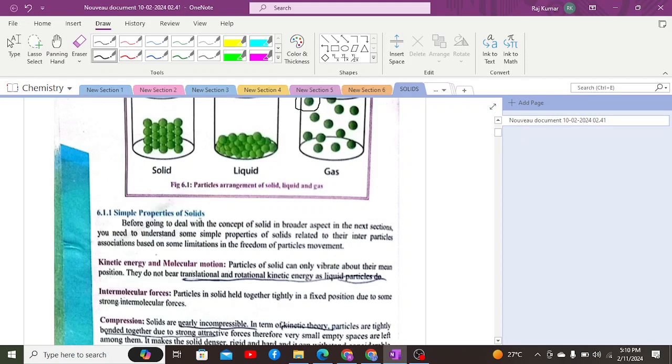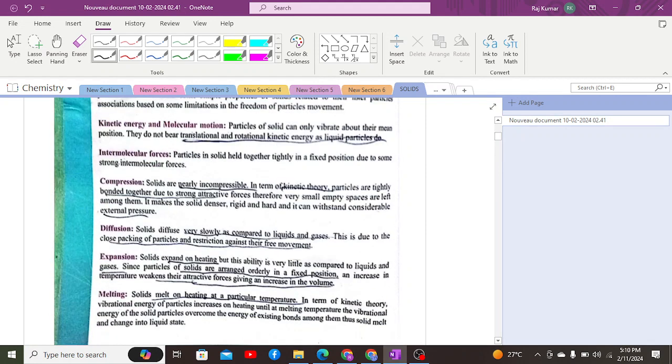So here, there are simple properties of solids related to interparticle association based on some limitations. Kinetic energy, as I previously told, is very low in solids. The reason behind it is their high intermolecular forces of attraction, which lead to a vibrational motion rather than translational or rotational kinetic energy.